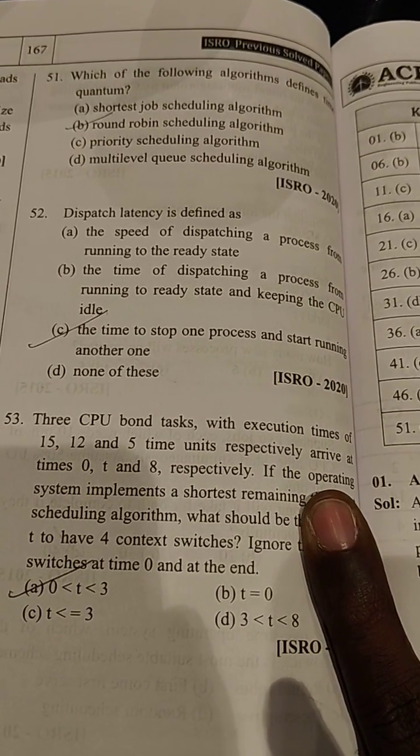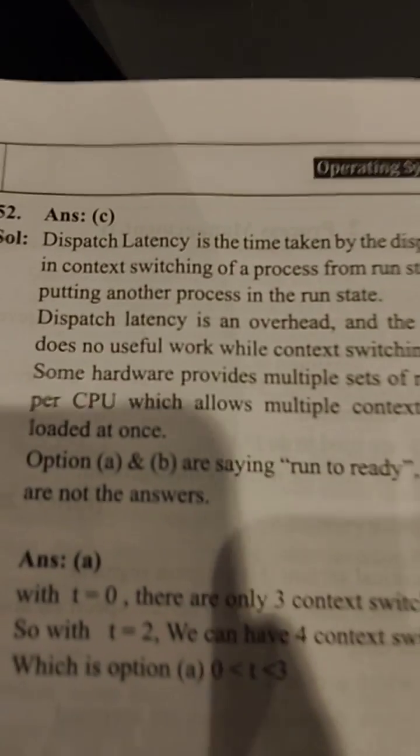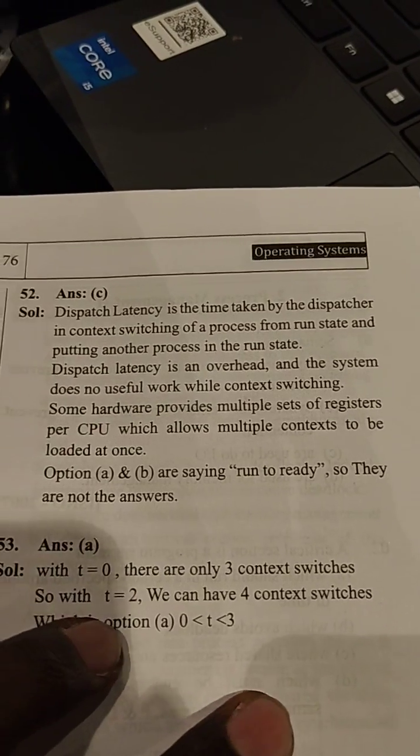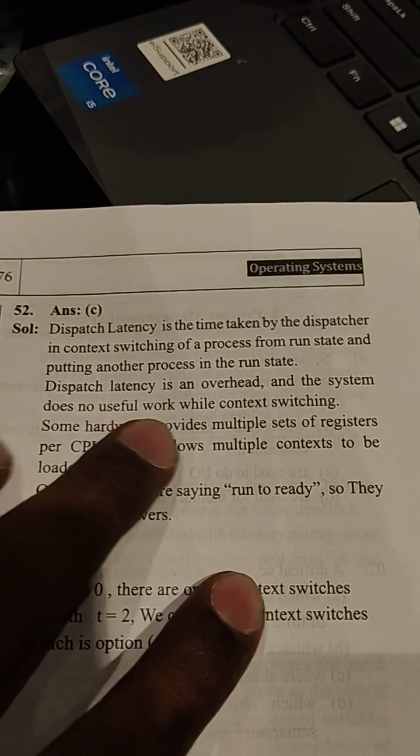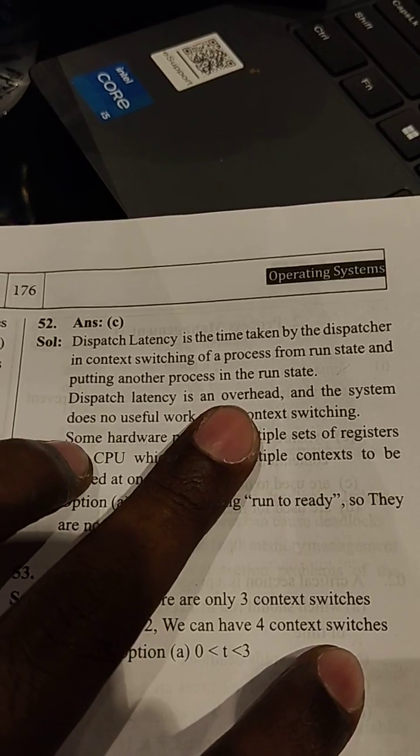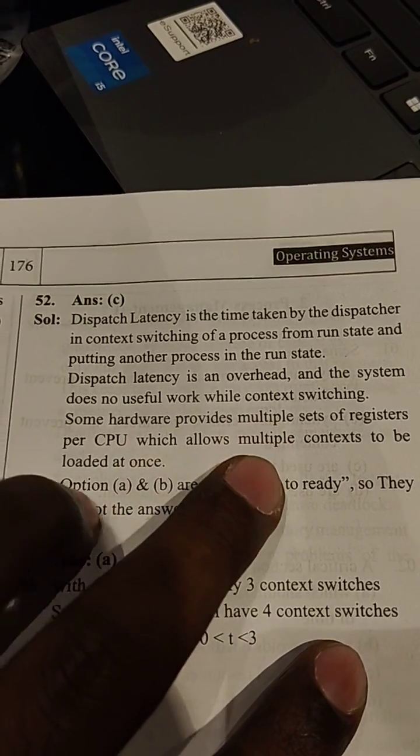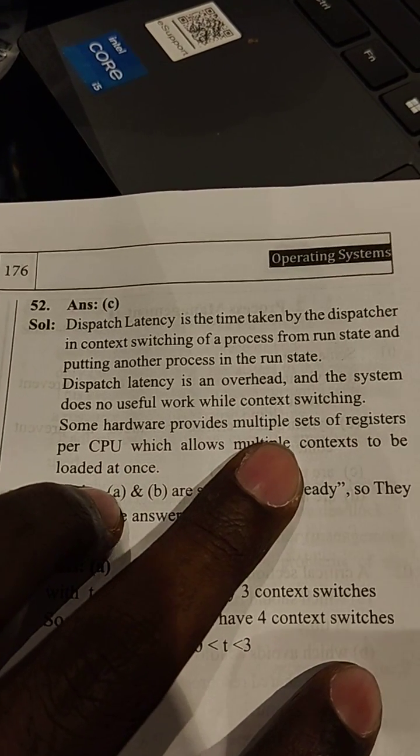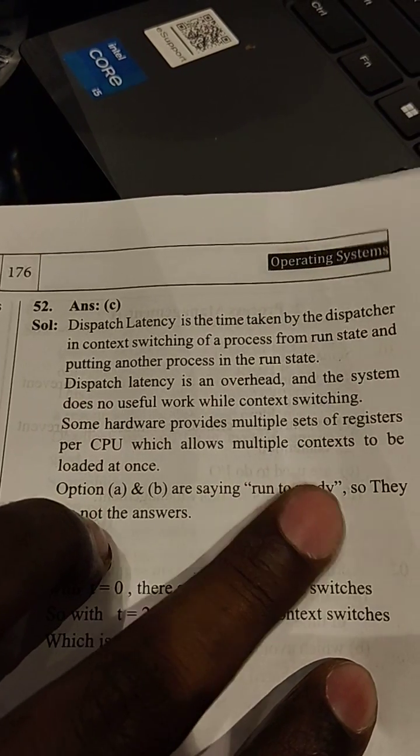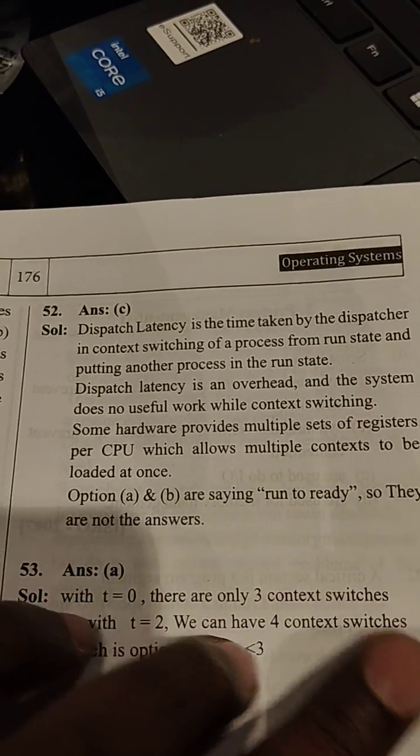Dispatch latency is defined as the time to stop one process and start running another one. Dispatch latency is the time taken by the dispatcher in the context switching of a process from a run state and putting another process in a run state. Dispatch latency is an overhead, and the system does no useful work while context switching. Some hardware provides multiple sets of registers per CPU, which allows multiple contexts to be loaded at once. So options B and C are saying done to ready, so they are not answers.